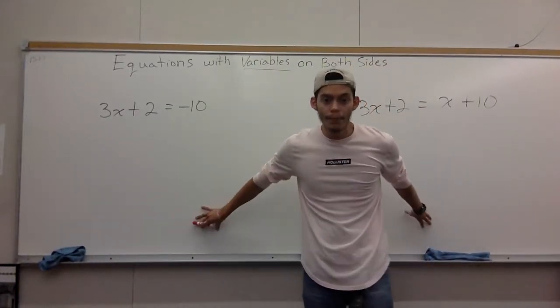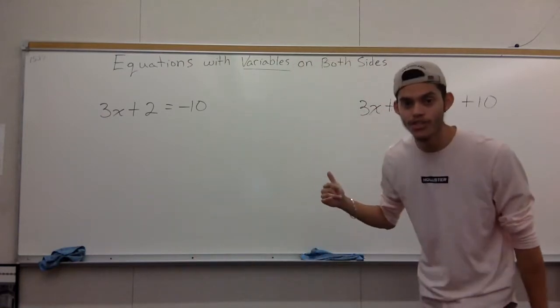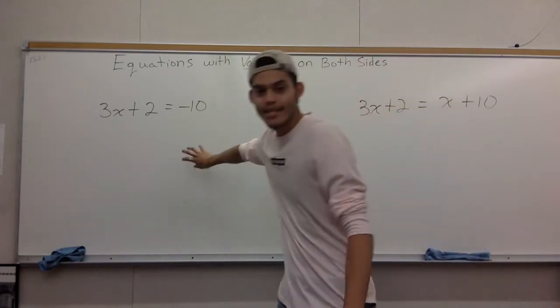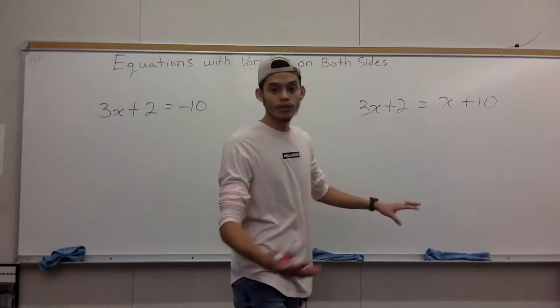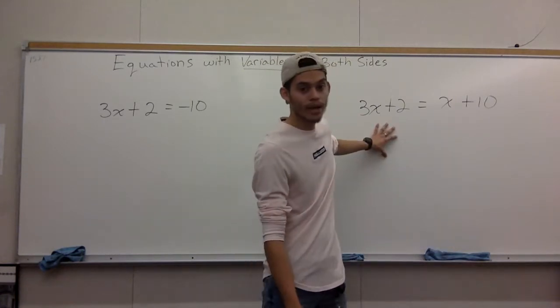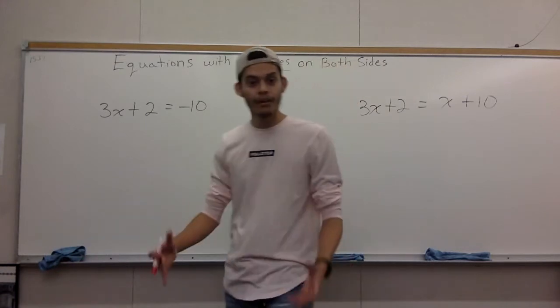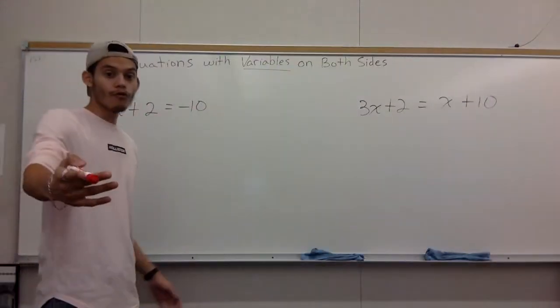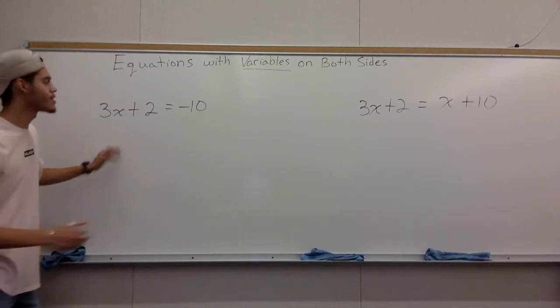Today's topic is going to be about equations with variables on both sides. All right, so this is a two-step equation. This is an equation with variables on both sides, and I'm going to show you how this problem right here is going to be a two-step equation like this one, like we have learned already, which hopefully you have mastered already. So we have 3x plus 2 equals negative 10.